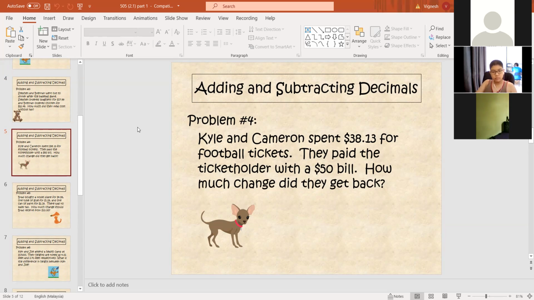If you want to mention the dollar, please mention dollar together: $38.13. If you don't want to mention the dollar, say 38.13. Understand? Only for cents is it allowed to read the numbers after the decimal, which is 13. Proceed, Josephine. With a $50 bill, how much change did they get back?